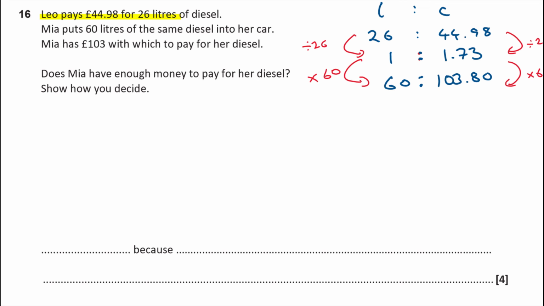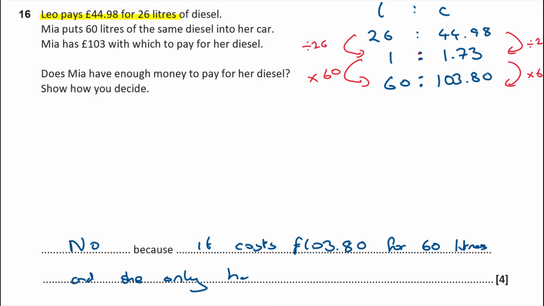So, does Mia have enough money to pay for the diesel? No, because it costs £103.80 for 60 litres, and she only has £103. You could also say she was 80p short, I guess. That might have been a shorter way to write it, but anyway, I've written it now.